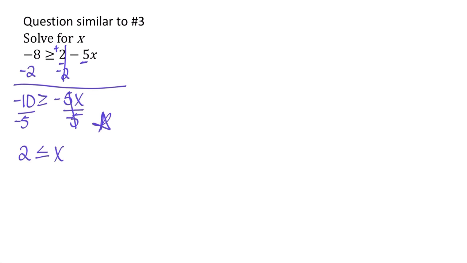If you want to write this inequality, remember you can write it with a variable on the left as long as the inequality is saying the same thing. Okay, so I can turn this around and I can write this as x is greater than or equal to 2. Okay, which is the same thing as saying 2 is less than or equal to x.